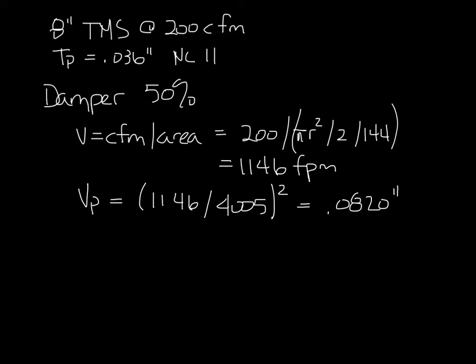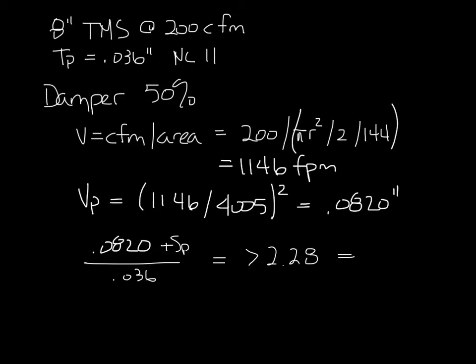Now we really need the ratio of total pressures, but let's do it this way. We know that the total pressure is the velocity pressure, 0.0820, plus the static pressure, divided by the total pressure from before, 0.036, and that has to come out to something greater than 2.28 or 228%. Because 0.0820 divided by 0.036 is 2.28.